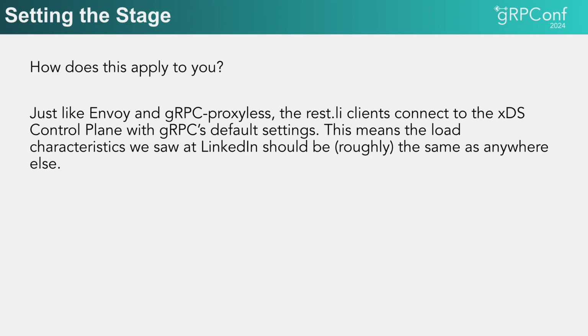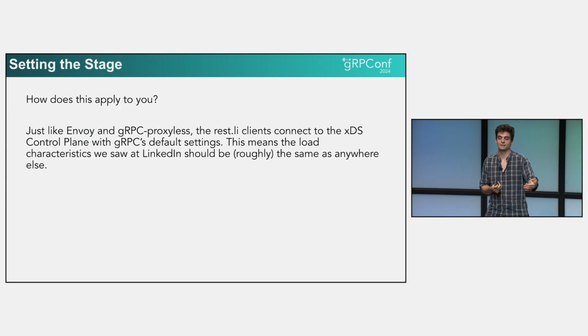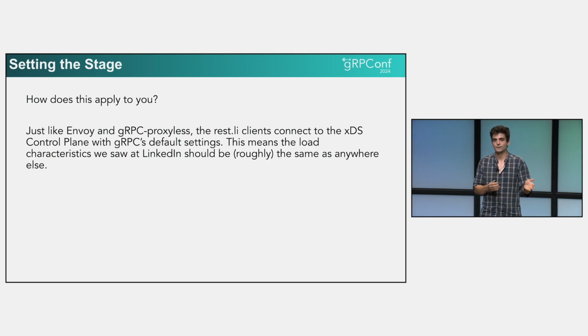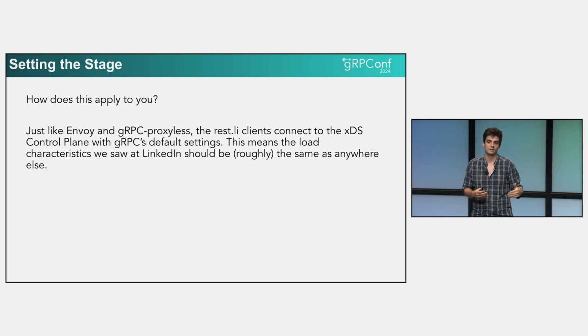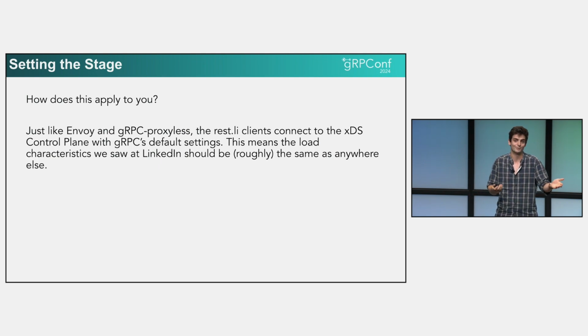So how does this talk apply to you? The RESTly clients and the gRPC and Envoy clients are all using the same settings when they're opening the xDS stream, the gRPC stream to the xDS control plane. So at this point, we can effectively treat all of those clients as behaving the same. So this becomes the abstract problem of scaling out the xDS control plane for any large service or any large company, and everything at this point should be applicable to all of you.